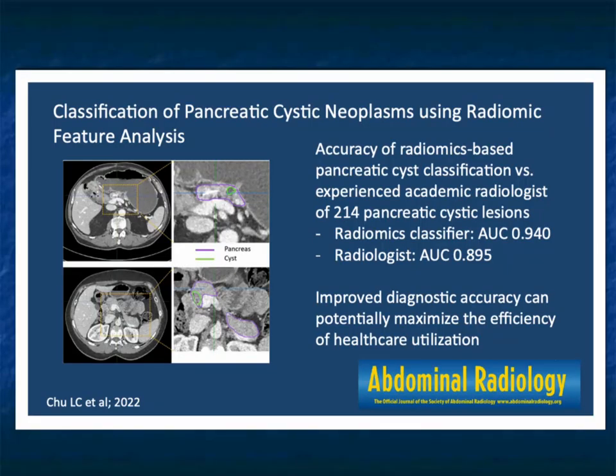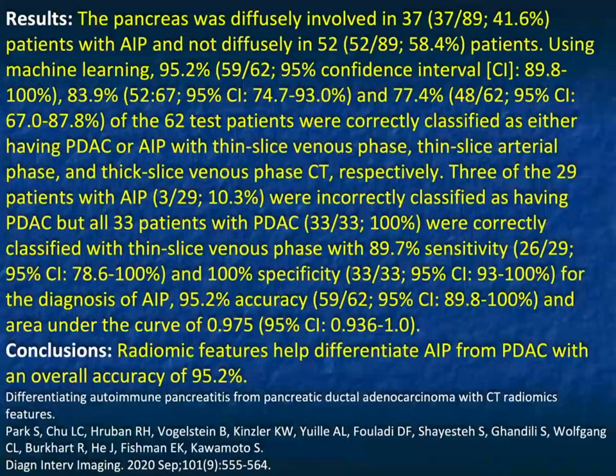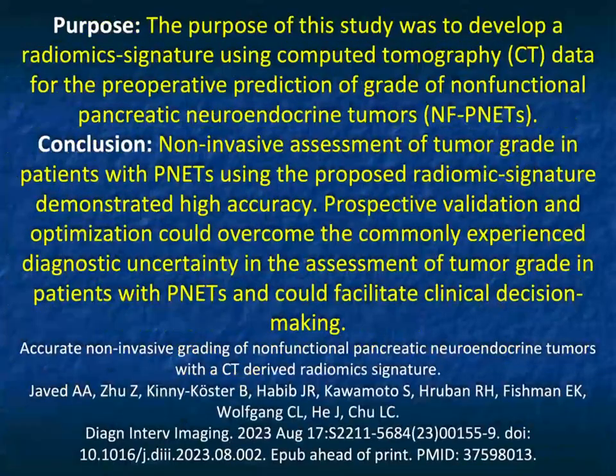Here's one of the articles on the radiomics signature. Again, one of the conclusions, improved diagnostic accuracy can potentially maximize the efficiency of healthcare utilization. So very, very important. In this other article, we looked at the distinguishing features between autoimmune pancreatitis and PDAC. And again, you could read some of the details, but at the end of the day, radiomics helped differentiate autoimmune pancreatitis from pancreatic cancer with an accuracy of 95%, which is substantially better than radiologists on their own.